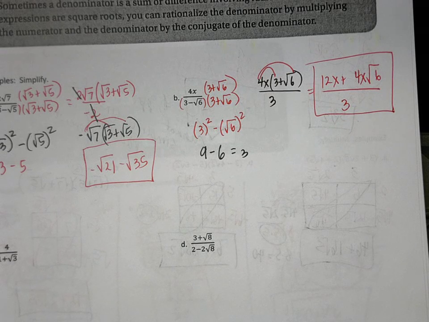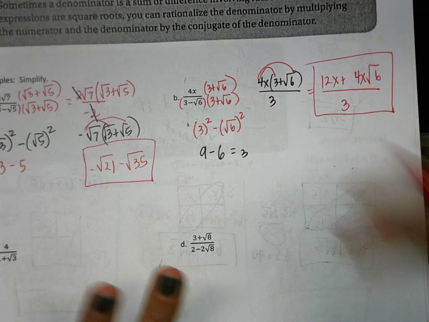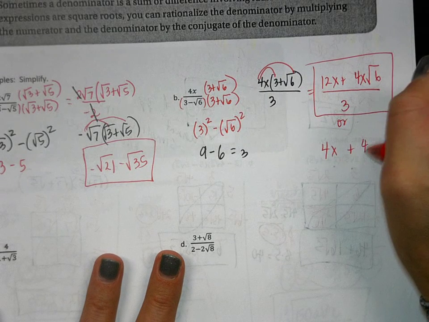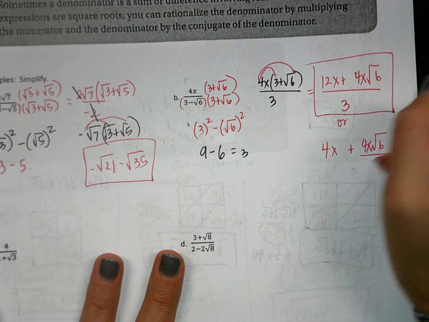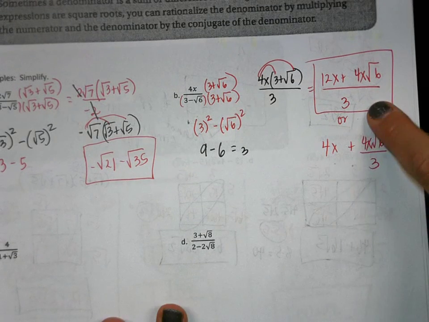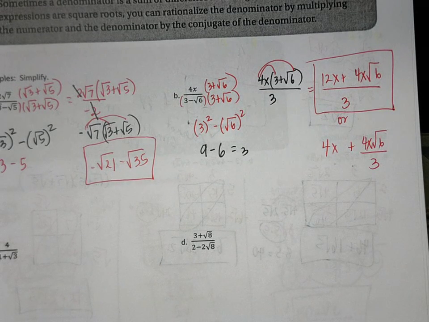So we can go ahead and write that. It could be 4x plus 4x root 6 over 3. You would just need to make sure that the 3 is going over both. You could also leave it like this since 3 doesn't go into both of them. You don't have to reduce them, and you can leave them as both of them over 3. But either one of these answers is good.